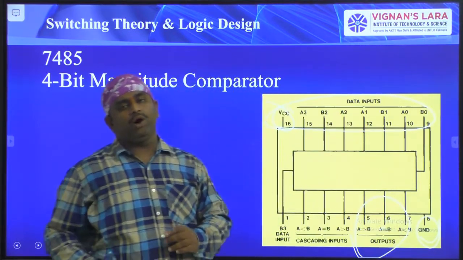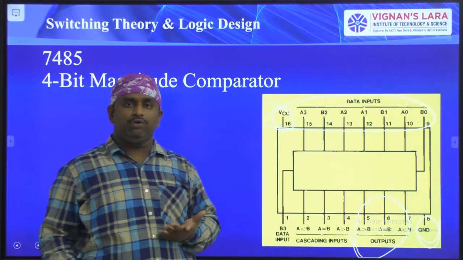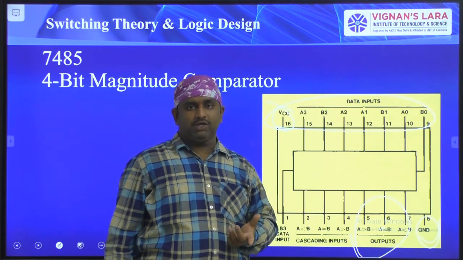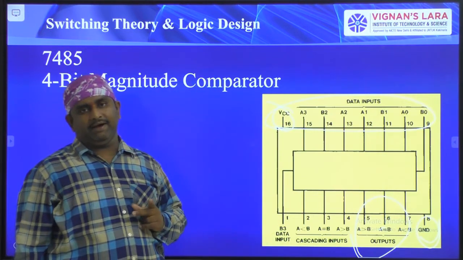For example, if you want to compare 8 bits, but here we have only 4-bit comparators, so take 2 4-bit comparators.